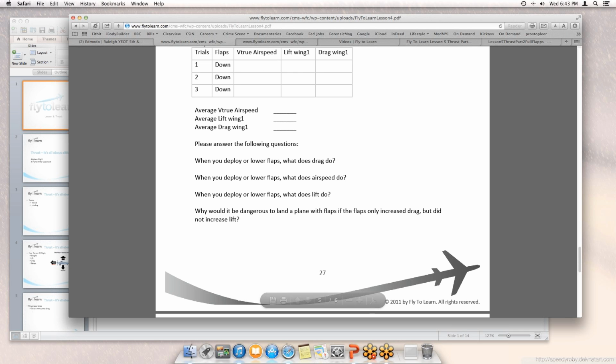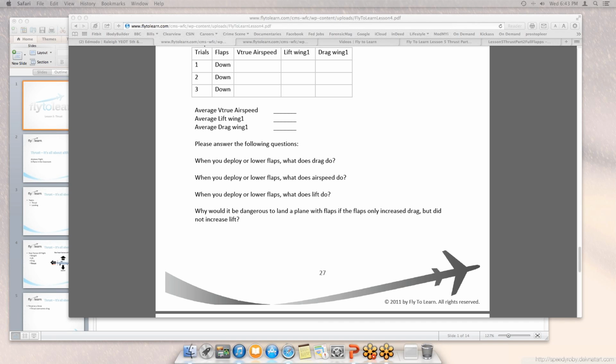All right. Now, when you deploy flaps or lower flaps, what happens to your drag when you do this? Can someone answer that for me? What will happen to your drag? Yes, Henry. Your drag will increase. Excellent job, Henry. Thank you, Henry. While you're at it, because no one else is raising their hand, we'll just keep going with you. Thank you, Nathan. Nathan said drag increases. Henry, can you tell me what will happen to the airspeed when you lower the flaps? It'll decrease. Very good. Thank you, Henry.